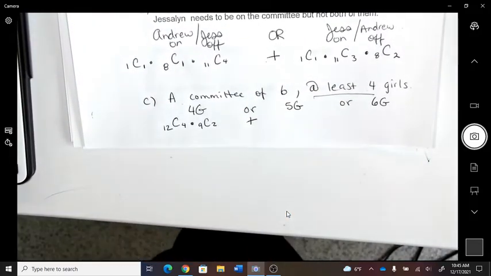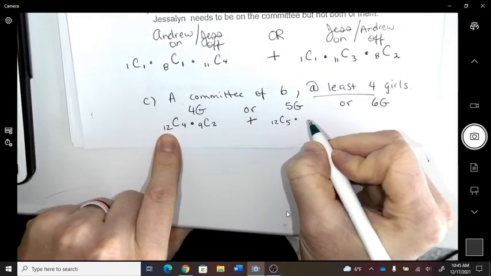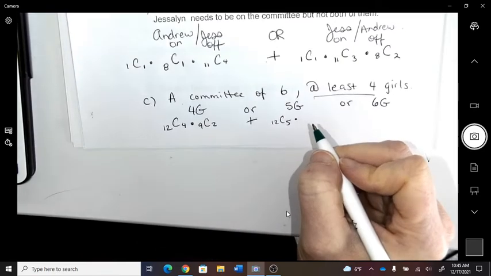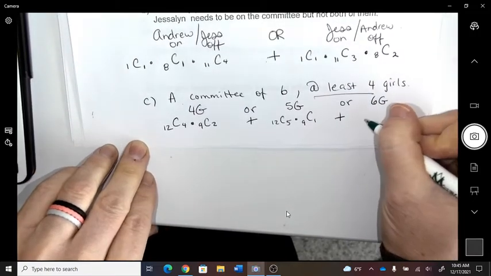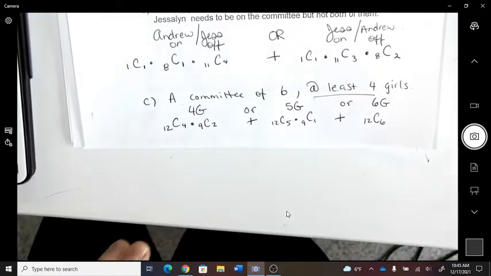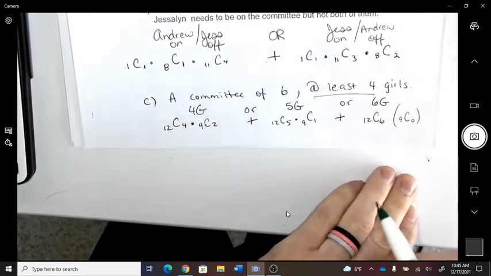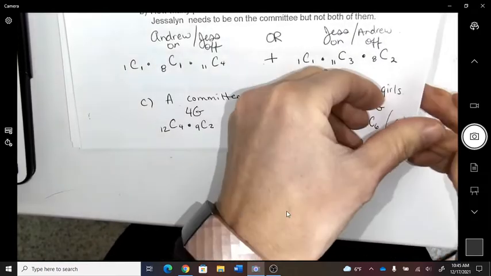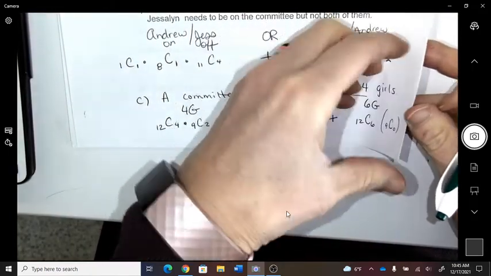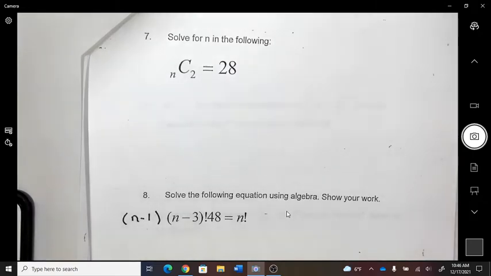Or, so I would add. So if there's 5 girls, I would 12 choose 5. And if I had 5 girls, I would still need 1 boy. Or if there was 6 girls, 12 choose 6. Okay? And you technically could have written this, but you don't need to write it, that you're picking 0 boys. Okay, and again, you would have to get a number on that, but for time's sake, I'll leave it there. Okay, number 7. So here you would need your formula sheet.